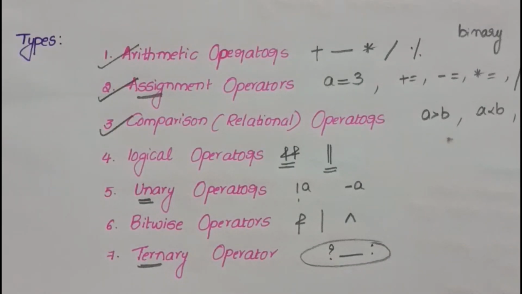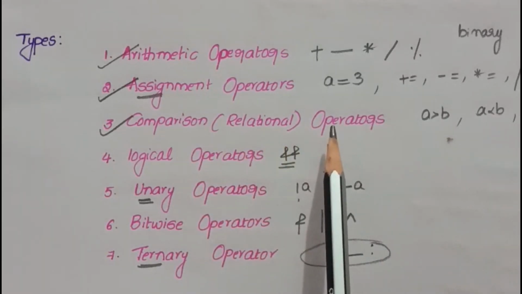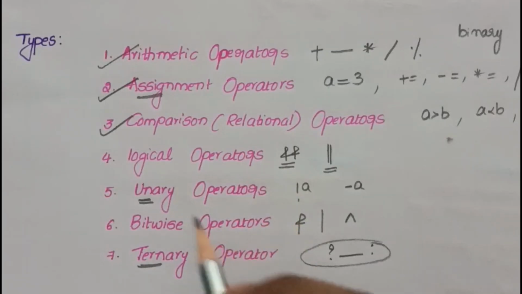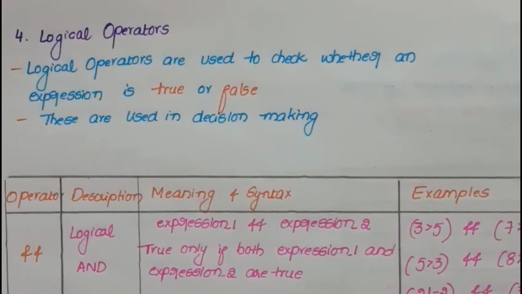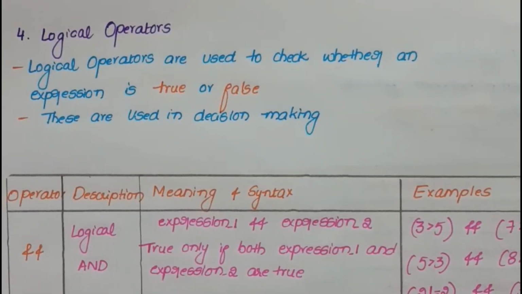In the previous video, we discussed comparison, also known as relational operators. In this video, let us discuss logical operators in Java. Logical operators in Java are used to check whether an expression is true or false. These are used in decision making. How to use them and when to use them, we will discuss in detail when we discuss conditional flow statements.